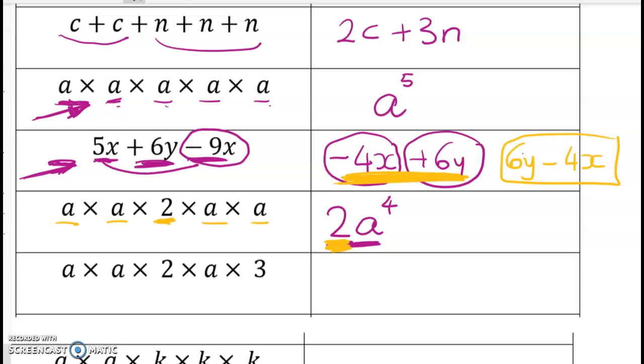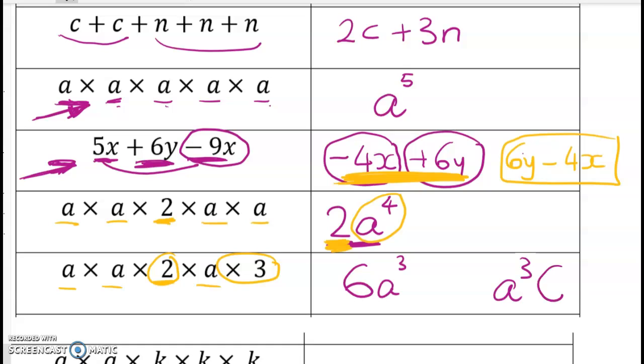So this is telling me that I've got 2 lots of A to the power of 4. The same thing happens in the next one. So I've got 2 times 3, not 2 plus 3, 2 times 3, which is going to give me 6. And I've got 6 times A to the power of 3, but that's not fully simplified, right? So we want to write that as 6A to the power of 3. I don't want to see this, okay?